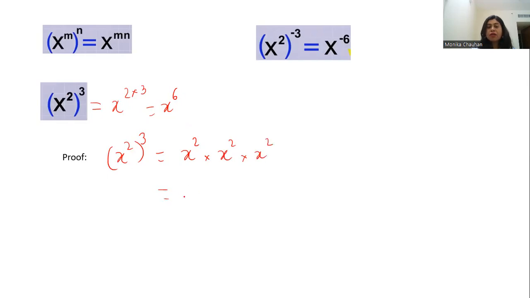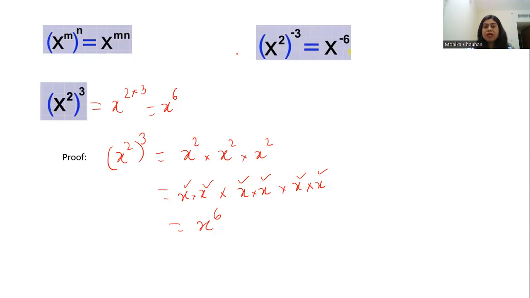Further, when I break this, x square means x into x. Again, x square means x into x. Again, x square means x into x. How many x's do you have? You can count 1, 2, 3, 4, 5, 6. So you got x raised to the power 6. So instead of doing such a big proof, you should remember one rule. When you have a power of a power, you multiply the powers. That's it. So you get the answer, instead of simplifying so many times and breaking into smaller and smaller parts. That's the best way to do it.